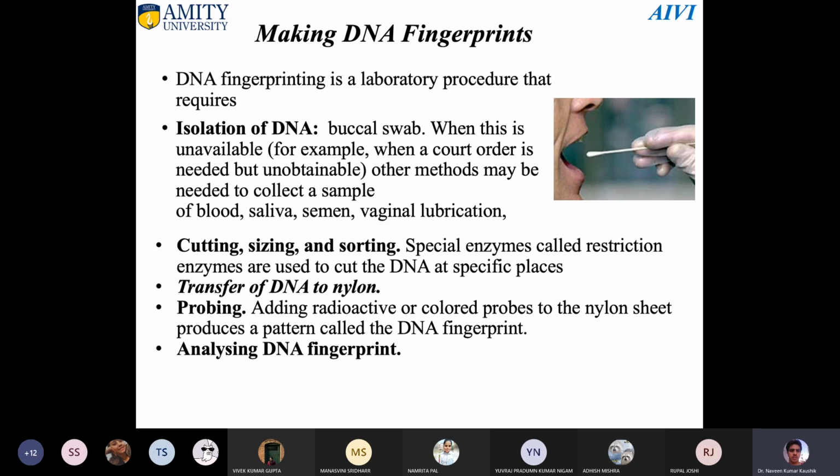So these are simple things that can serve as a specimen for your DNA sample. So how do you collect a sample for DNA fingerprinting? These are the things: blood, saliva, semen, vaginal lubrication, and hairs. So wherever you can find it, you can get your DNA.